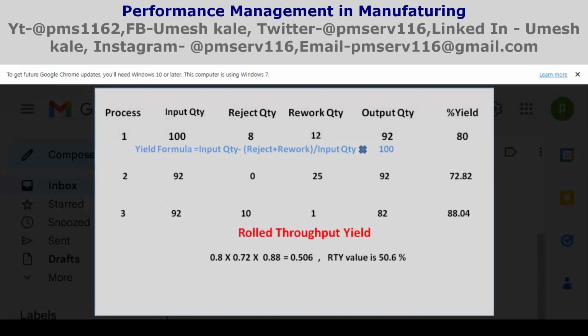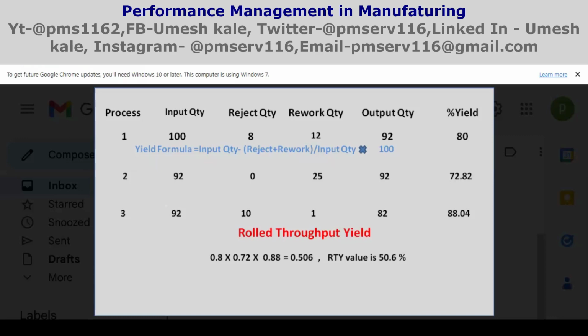So this yield comes to 0.8, but you have to find it in the form of a percentage, which means it has to be multiplied by 100. So the percentage is 80%. Similarly, in the second process, the 92 quantity, which is the output of the last process, is the input quantity of this stage. Then the reject quantity is 0, rework quantity is 25. Then output quantity is again 92 because the rejection is 0, and the yield is 72.82.